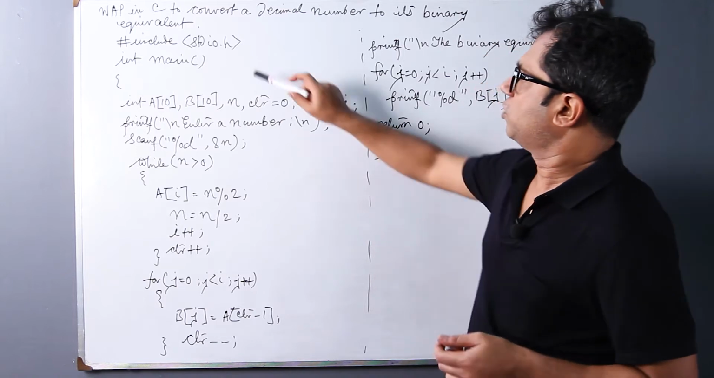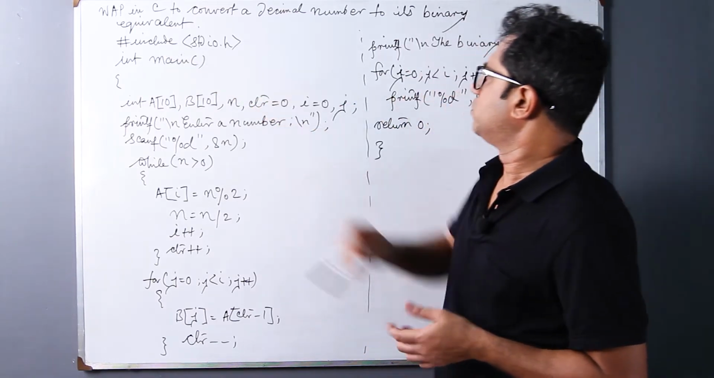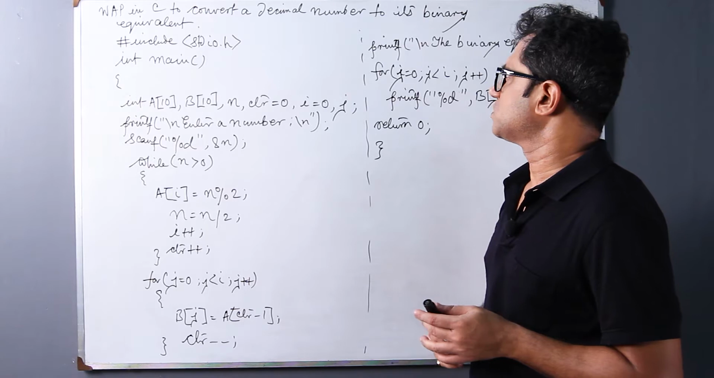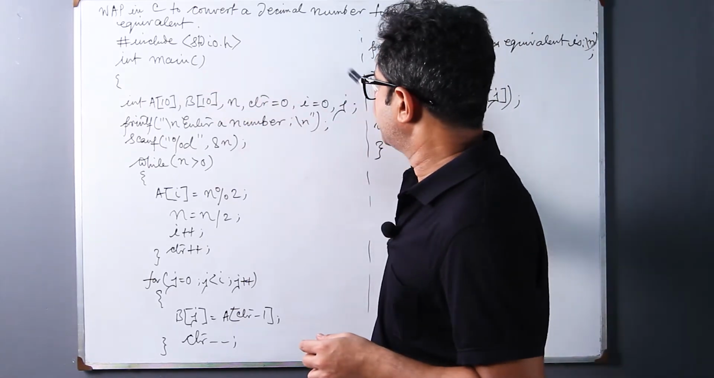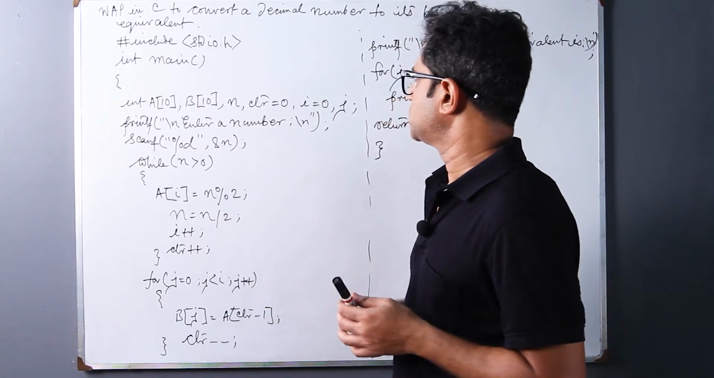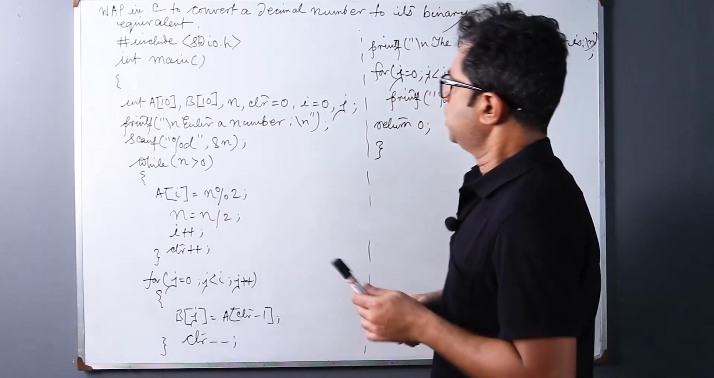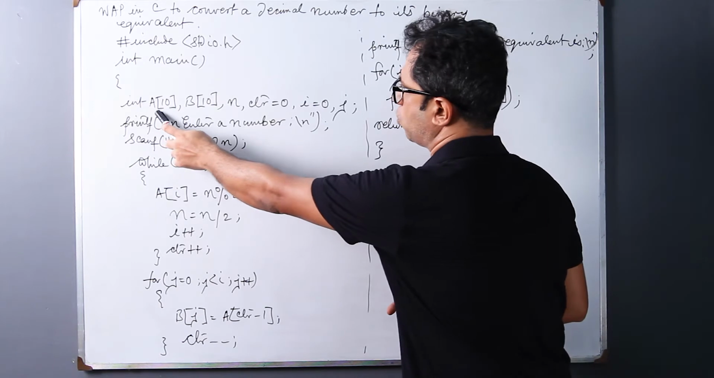First of all, we have written #include <stdio.h>, which is the file inclusion directive, as you all know. Then the int main. Then we have taken several variables, including some integer arrays also. So, let us go one by one.